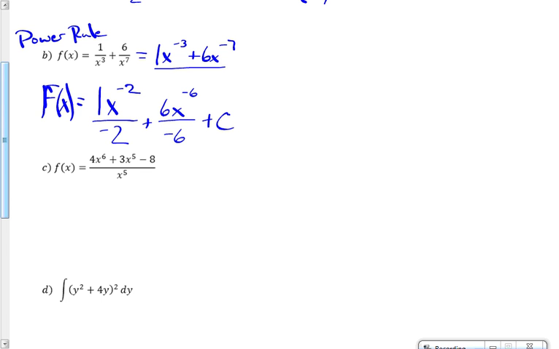And I think it's a good idea to simplify. If for nothing else, it's very good algebra practice. It's not wrong if you don't. I just think it's easier to use down the road if you do. So this would be negative 1 over 2x squared minus 1 over x to the 6th plus c. Okay?